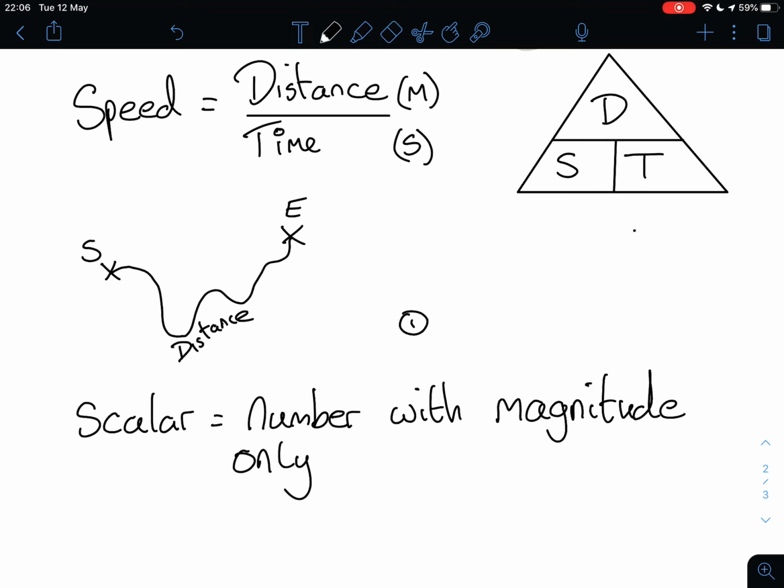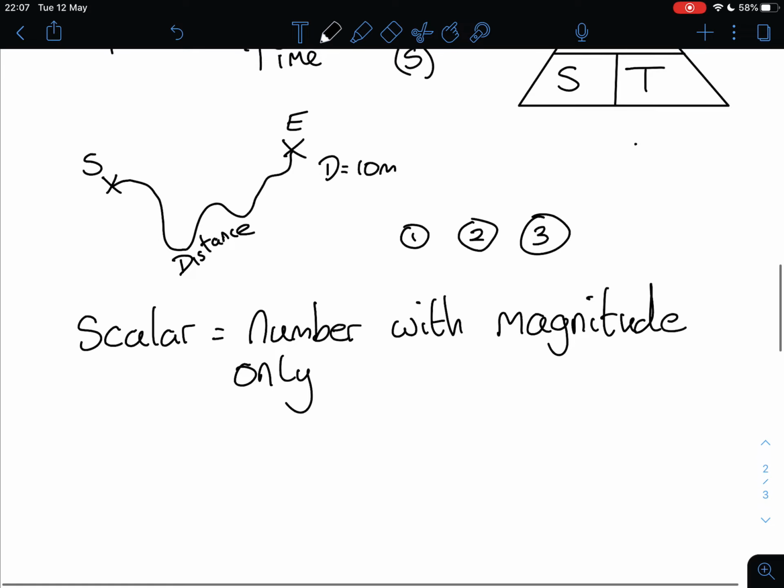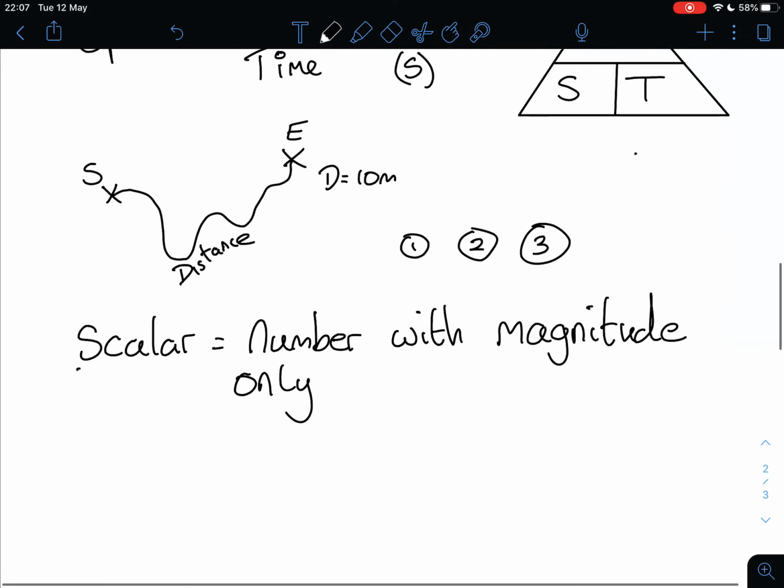What that means is, think of the number as a circle. 1. If I draw the number 2, 2 is bigger than 1. Number 3, 3 is bigger than 2. And it seems obvious when you say it that way. 1 is obviously smaller than 2. So in this case, when we write down this distance, say a distance of 10 meters, it's just a size. And so when I've written this out, I've got a scalar number.